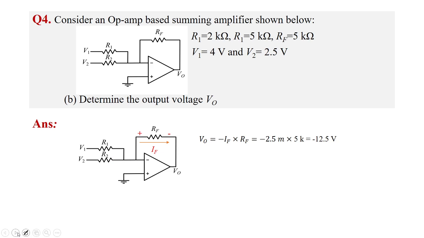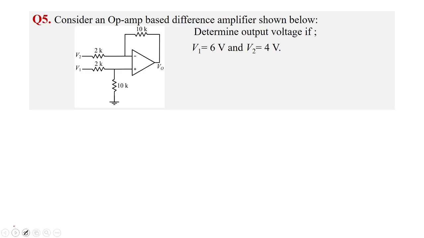I think it's clear. We'll go to the next question. Question number 5: consider an op-amp based difference amplifier shown below. So this is an op-amp based difference amplifier, and the question is to determine the output voltage if V1 is equal to 6 volt and V2 equal to 4 volt.